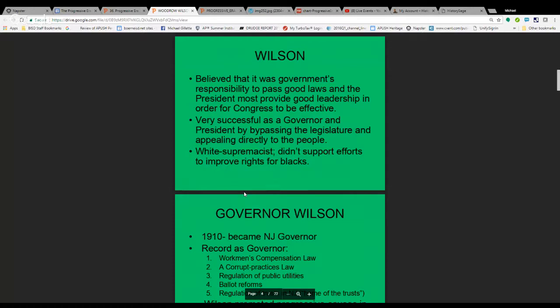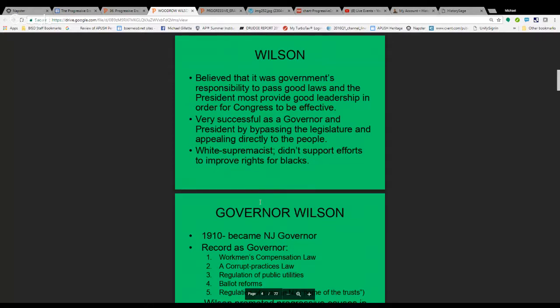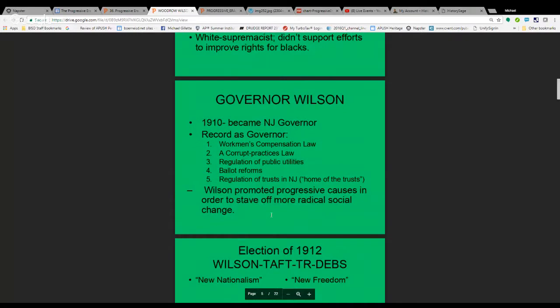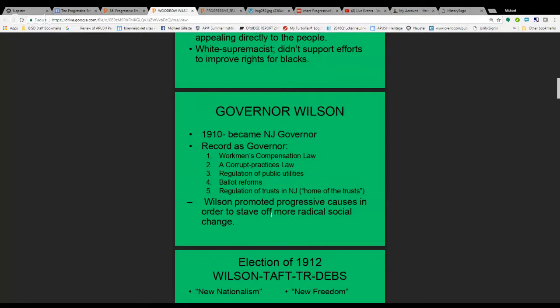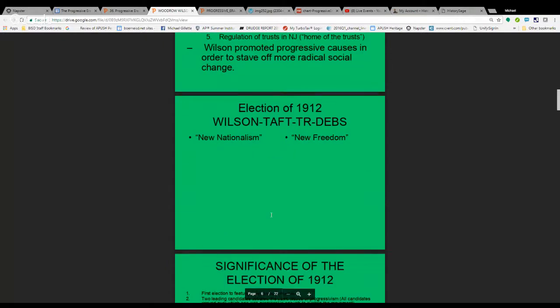So in 1910, he becomes governor of New Jersey, where he builds for himself a very strong record as governor. You can see all the different reforms that he pushed. That's kind of cool, because New Jersey was once called the home of the trusts, the home of the monopolies. Okay, so in 1912 he wins, and of course it's that whole New Nationalism versus New Freedom.